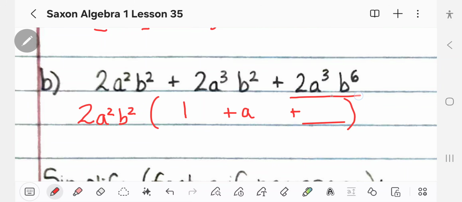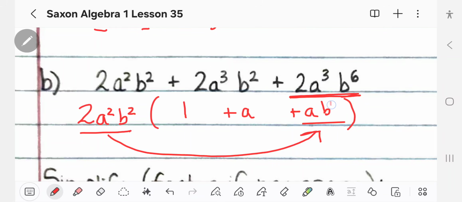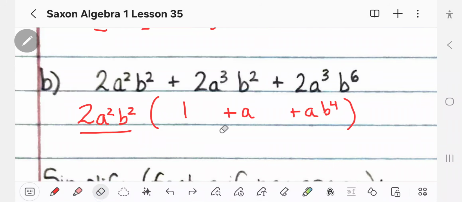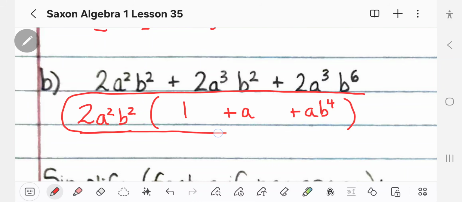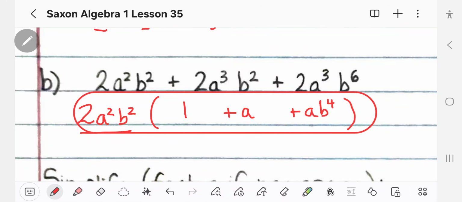Now we're going to need to multiply this factor times this term to be able to get this third term up here. 2 times 1 will give me 2. A squared times a will give me a cubed. B squared times b to the 4th will give me b to the 6th. If you're messing up on your powers, just keep practicing. You will get it. All right, I need to make that a little clearer. B to the 4th. Okay, and we will circle that. That's in factored form.